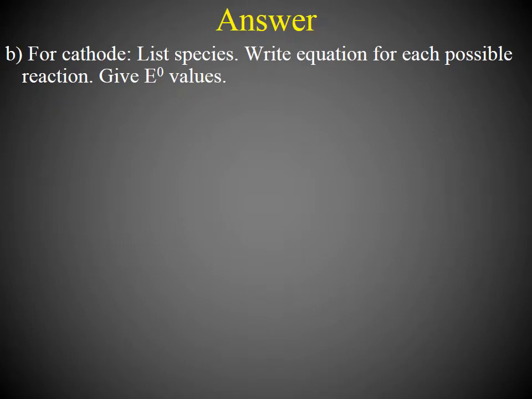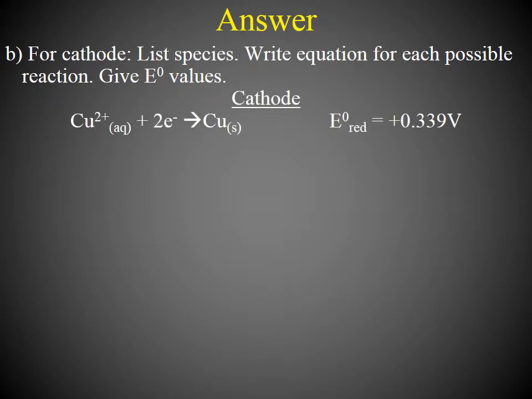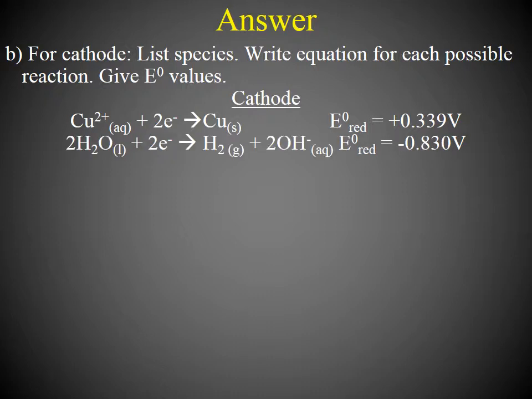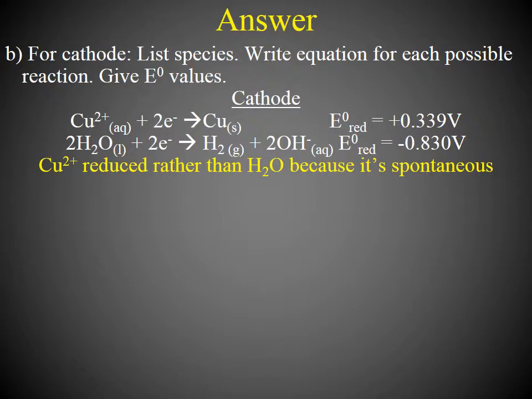And here are the answers. Well, for the cathode, we have copper 2 possibly reduced or water reduced. In this case, which one do you think will be reduced? Well, copper 2 is going to be reduced simply because it's spontaneous. It's a positive value. Doesn't require any energy for it to occur.